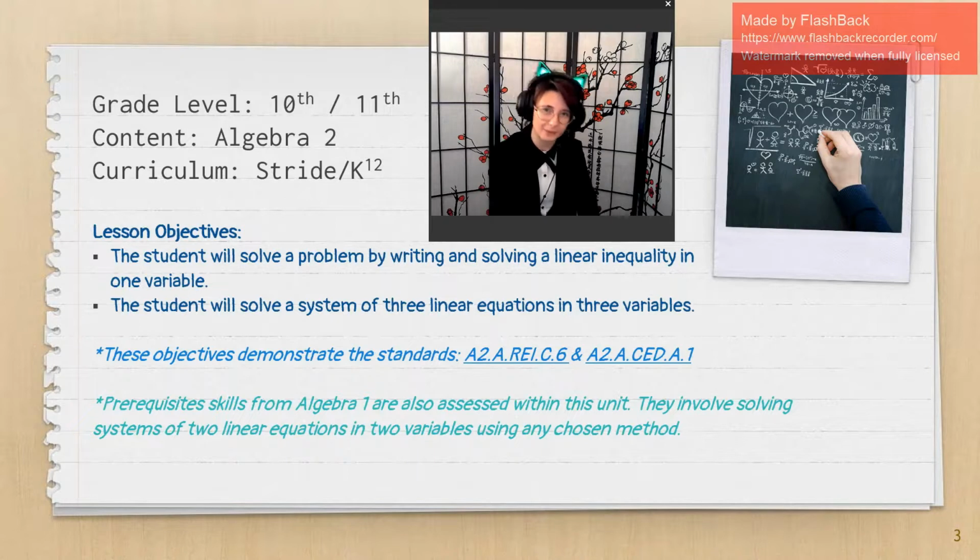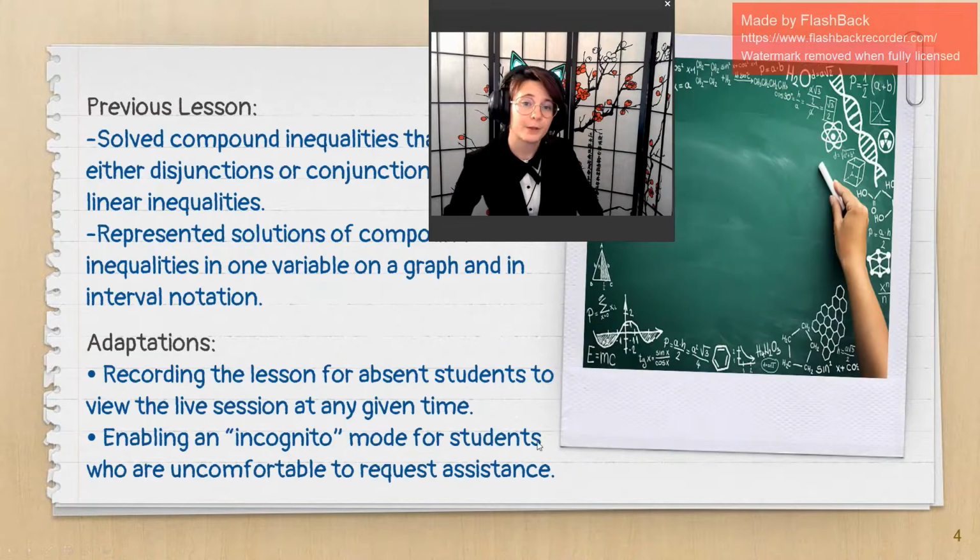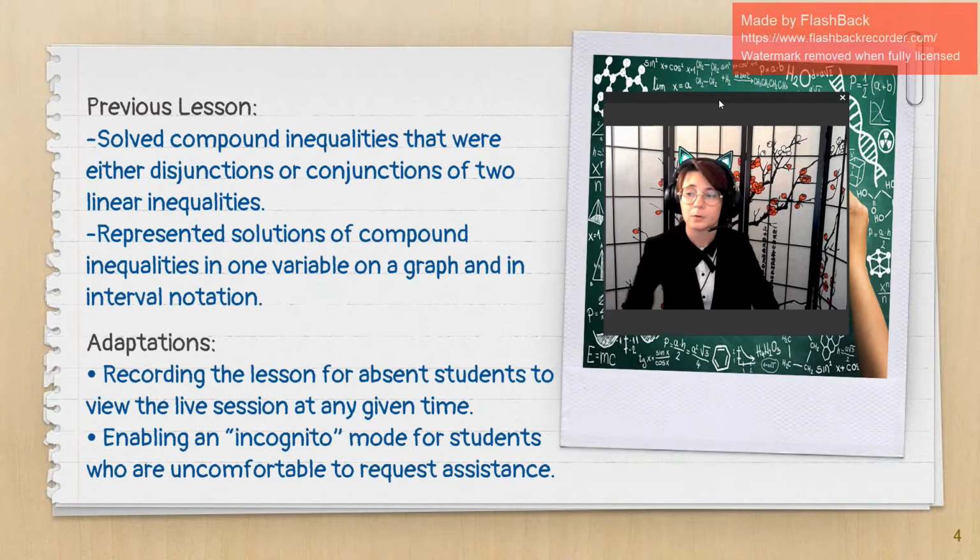A couple of things to note though. This unit was a segue into Algebra 2, so it did contain a few Algebra 1 skills, specifically solving systems of 2 equations and 2 linear equations in 2 variables. And students had the option to use any method that they chose. Now, previously, we did go over solving compound inequalities that were either disjunctions or conjunctions of 2 linear inequalities. And we also represented the solutions to those in one variable, either on a graph or in interval notation.